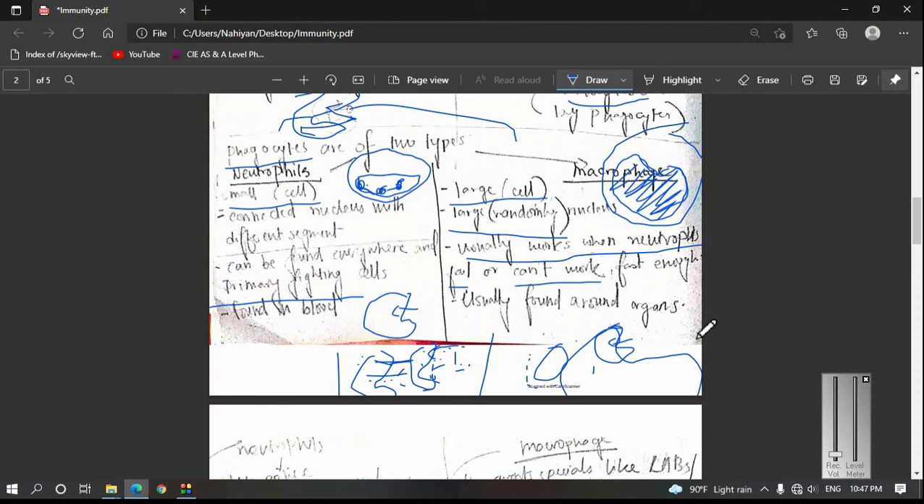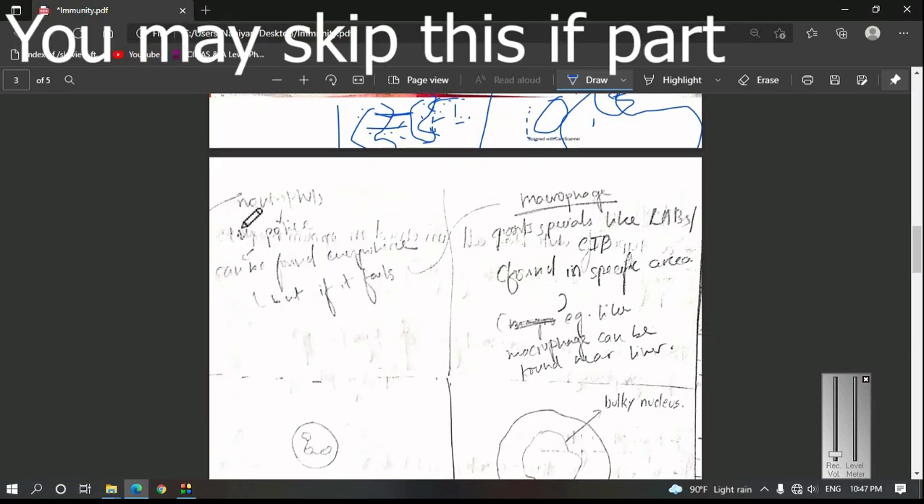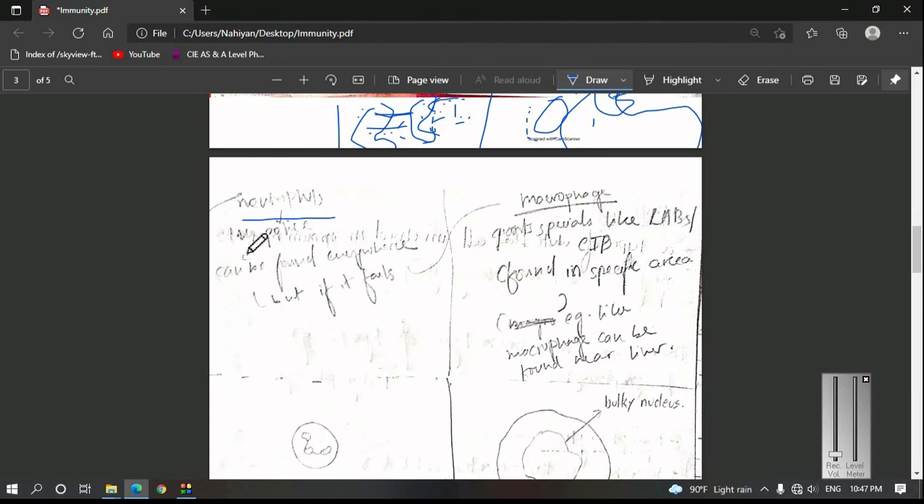So that's that. An interesting analogy that I made myself is that neutrophils are like police. I mean, that's my analogy for understanding, and you will find it easier if you look at this analogy. They are like police, found everywhere in a country. So if there is a robbery, let's say the robber, the thief, is the pathogen, the police can act immediately, and they can be found everywhere, just like police.